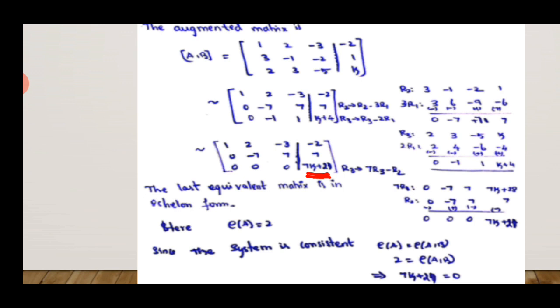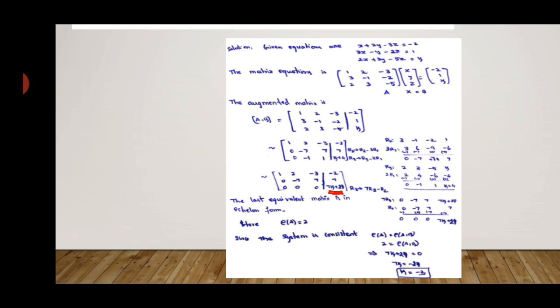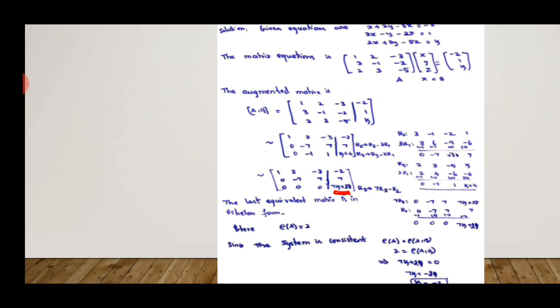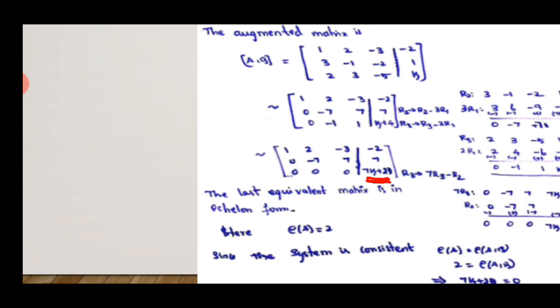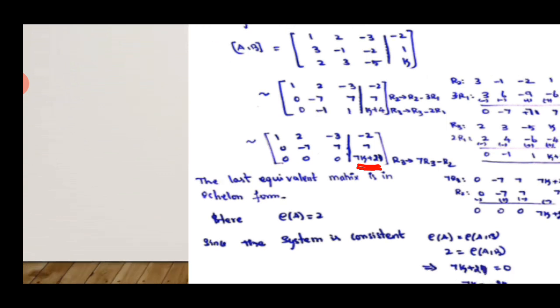Now we have to find the k value for the given question. The given question is, if the system is consistent, so that's the thing. You can see the last equivalent matrix is in echelon form, right? So here the rank of A is 2. You can see only for the A matrix, if you observe, the rank of A is 2, because we have two non-zero rows, so rank of A is 2, right?